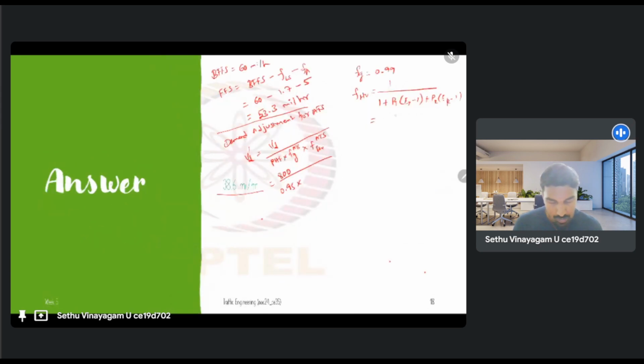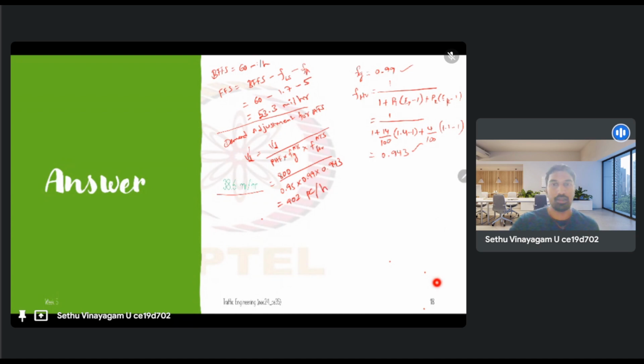Which means FHV will be 1 by 1 plus 14% into 1.4 minus 1, plus 4%, which is the percentage of RVs, into 1.1 minus 1. You simplify this, and FHV comes around 0.943. So we got FG, we got FHV, and we can substitute 0.99 and 0.943. This will give you the adjusted demand for the ATS calculation, which comes out as 902 pc per hour.